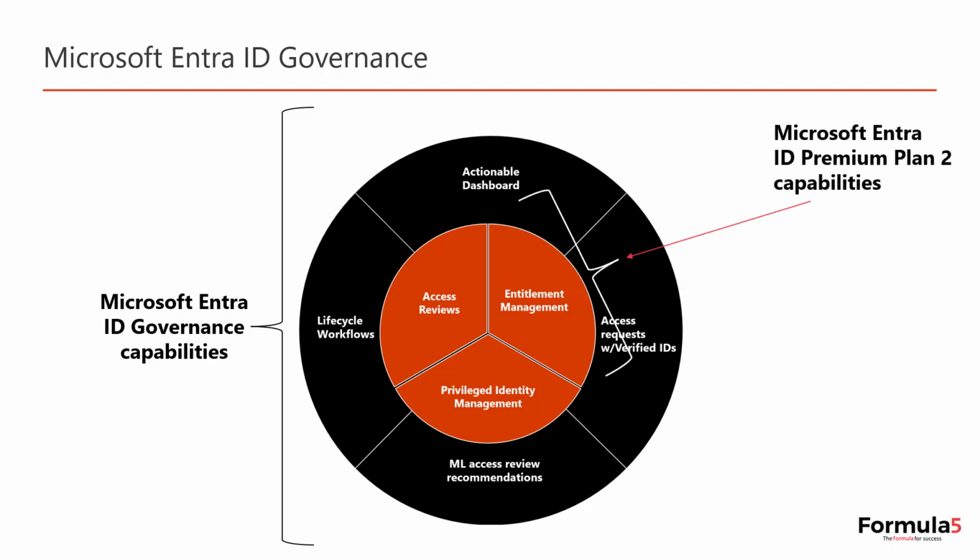And now what we see inside this chart, access reviews, entitlement management, and privileged identity management, those features are available for Microsoft Entra ID Premium P2, basically. So if we have a P2 license, we get access to access reviews, entitlement management, and privileged identity management features. But if we buy a Microsoft Entra ID Governance license, then we will get access to the dashboard, to lifecycle workflows to automate different tasks. We'll get access to access requests using verified ID, and we will also get machine learning access review recommendations. So that's the difference here.